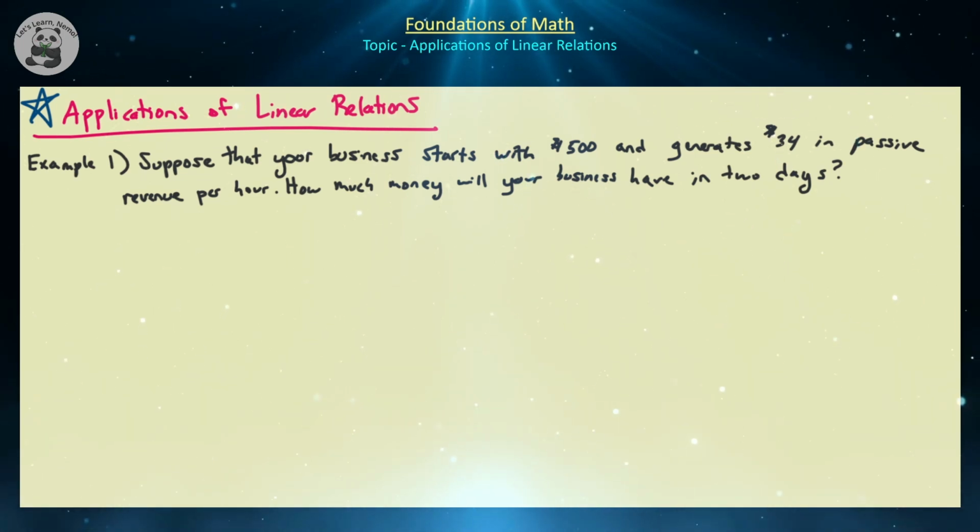Suppose that your business starts with $500 and generates $34 in passive revenue per hour. How much money will your business have in 2 days or 48 hours? If you want to try this problem on your own, you may want to pause this video and give it a go. Otherwise, let's get right into the solution.